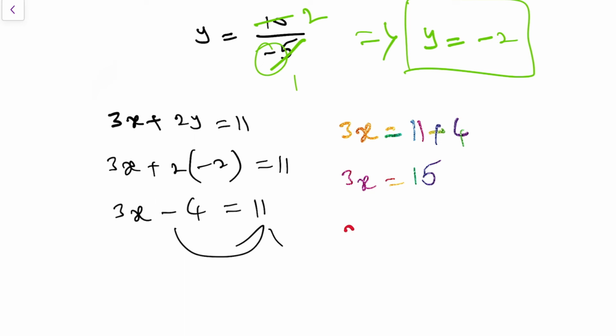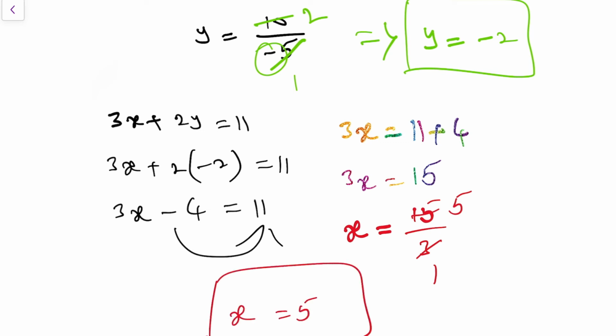So we get 3x is equal to 11 plus 4, which is 15. 3x is 15, then what will be the x value? x is equal to 15 by 3. 3 1s are 3, 3 5s are 15. So x is equal to 5. The x value is 5 and the y value is minus 2.